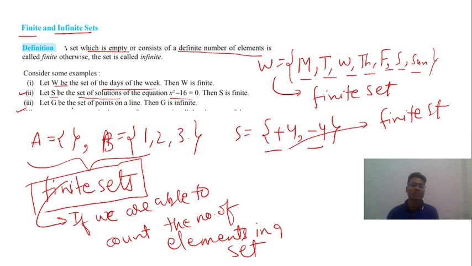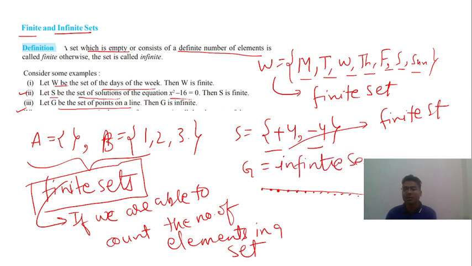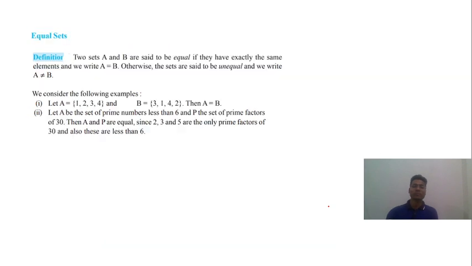Third example: G is the set of all points in a line. So we draw a line. If you put points on this line, you can put infinite points on it: A, B, C, D, E, F, G, and so on. There are infinitely many points in a line, so G is an infinite set. Why? Because we can't count the number of points in a line. That's why G is an infinite set.